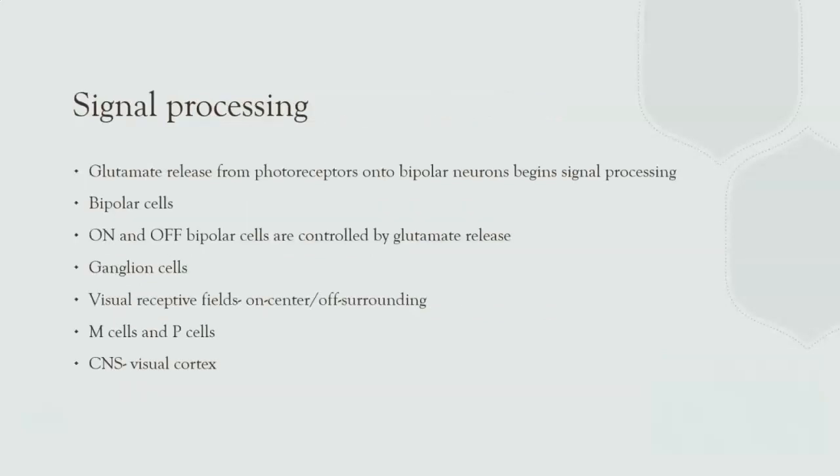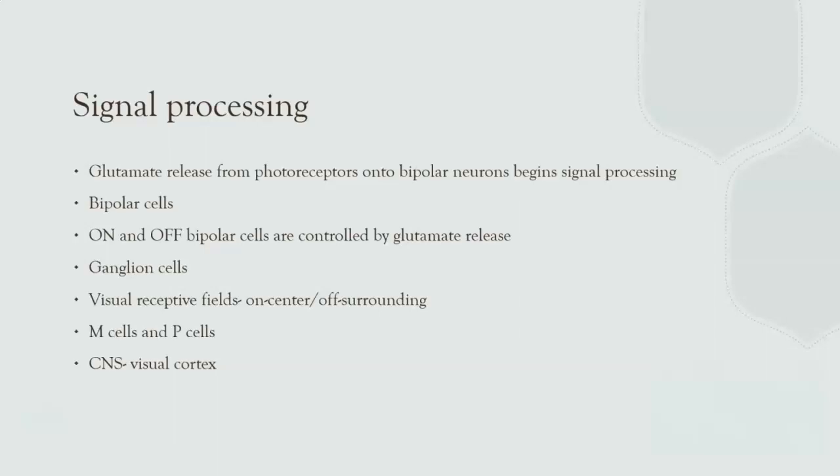All right, and in signal processing, a glutamate release from photoreceptors onto bipolar neurons begins the signaling process. So there are two types of bipolar cells. There are the on and off bipolar cells. The on bipolar cells are activated by light when glutamate secretion by photoreceptors decreases. In the dark, the on bipolar cells are inhibited by this glutamate release. Off bipolar cells are excited by glutamate release in the dark and are inhibited when there is less glutamate in the light.